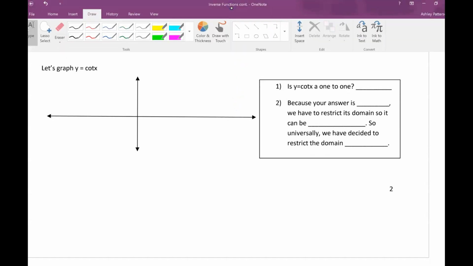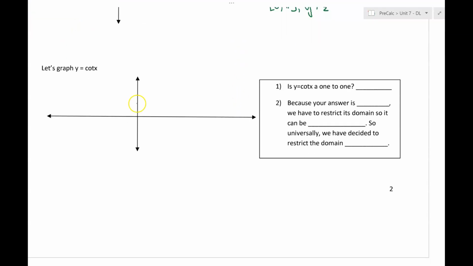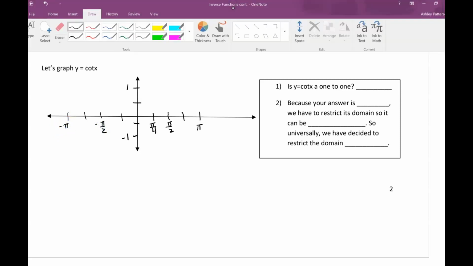Cotangent inverse. Okay, so cotangent, our y-axis is still going to go up to 1 and -1. Let's do pi over 4 here, and then pi over 2 and pi. Did I say cotangent inverse? I meant cotangent. We're not at the inverse yet. Slow down.